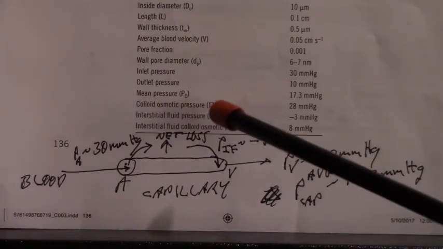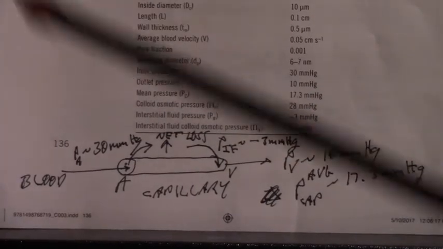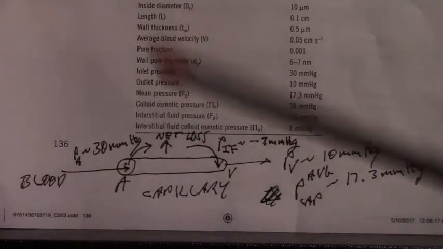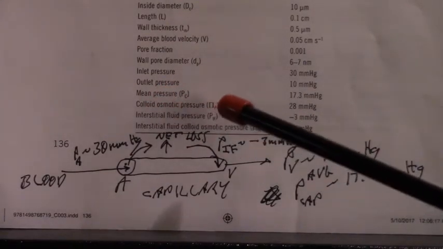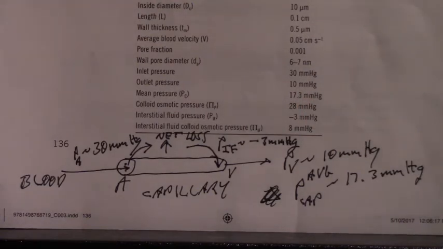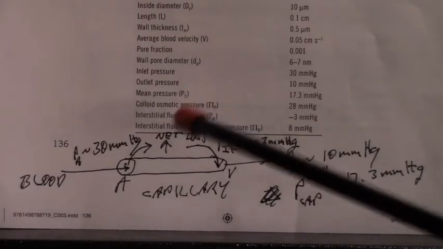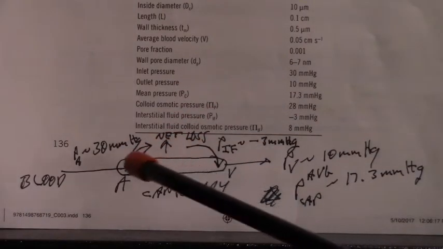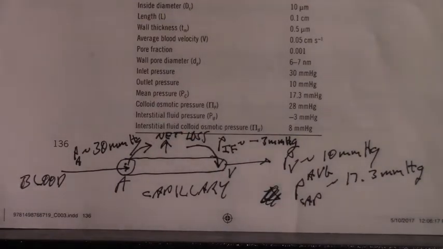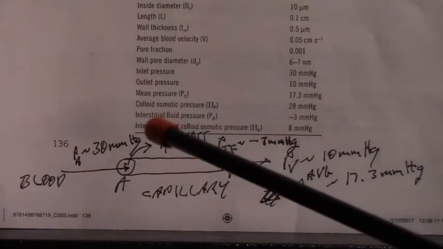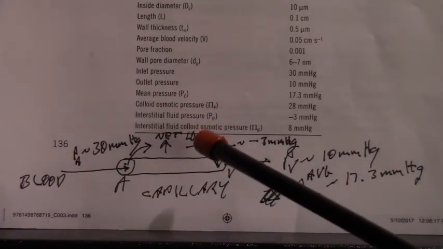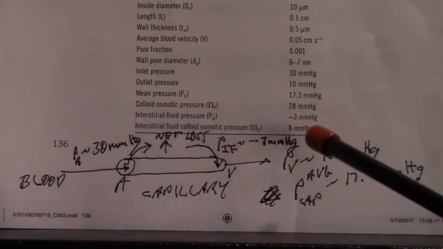The colloid osmotic pressure, which is called pi sub plasma, this is the colloid osmotic pressure of plasma, is 28 millimeters of mercury. One of the homework problems you're going to have from Chapter 3 talks about that pressure. But what the colloid osmotic pressure is, colloid just means that's the osmotic pressure due to the retained proteins in the plasma. Okay, so that's what we mean by the colloid osmotic pressure. Now, the interstitial fluid colloid osmotic pressure is only 8 millimeters of mercury.